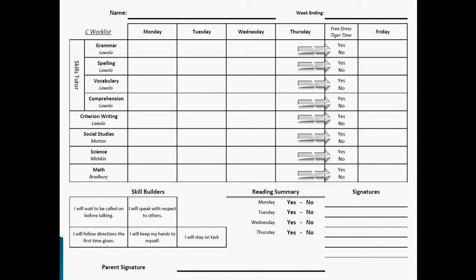Signatures, good work, and meeting the AR goal earns each student free dress and, in the near future, tiger time. Though teachers may not always circle yes, a no from any teacher means no free dress or tiger time. Students should always have an AR book with them. We visit the school library each week, but students are not limited by this. We use Accelerated Reader, which means each student has access to over 137,000 quizzes.